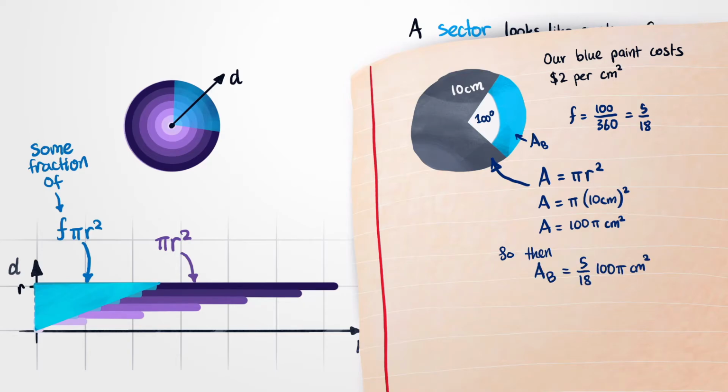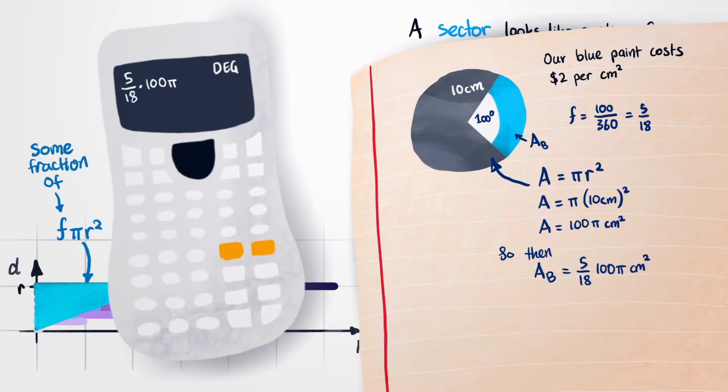Now we can go ahead and use a calculator to figure out what this is equal to. Now we can just go ahead and double this to get the cost, which is approximately $174.50. And all this really shows us is that this paint is way too expensive.